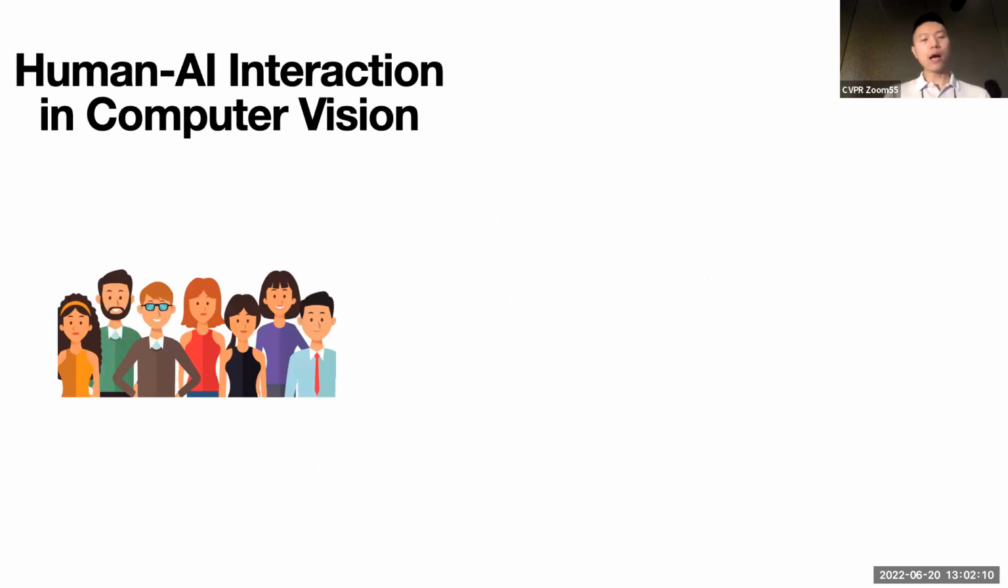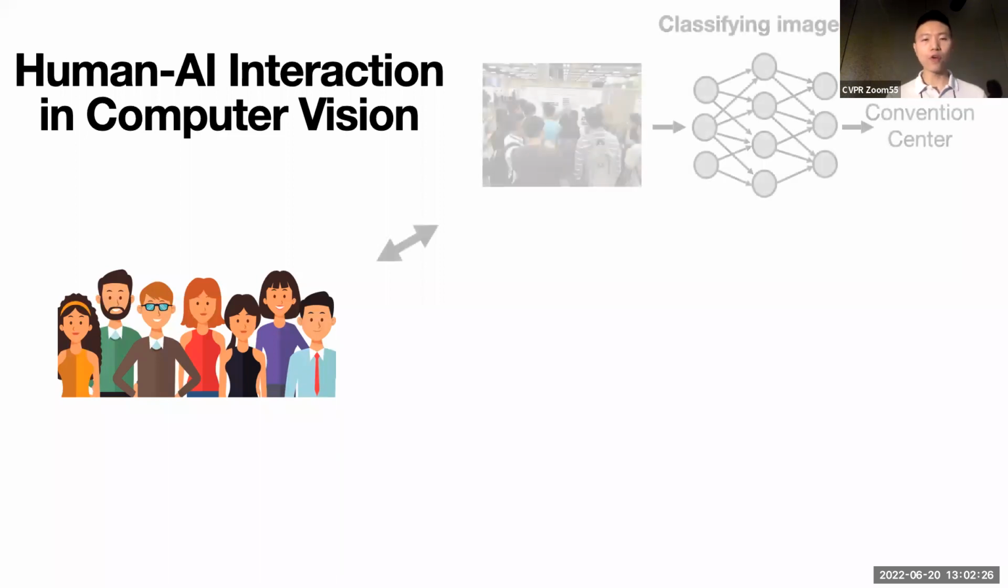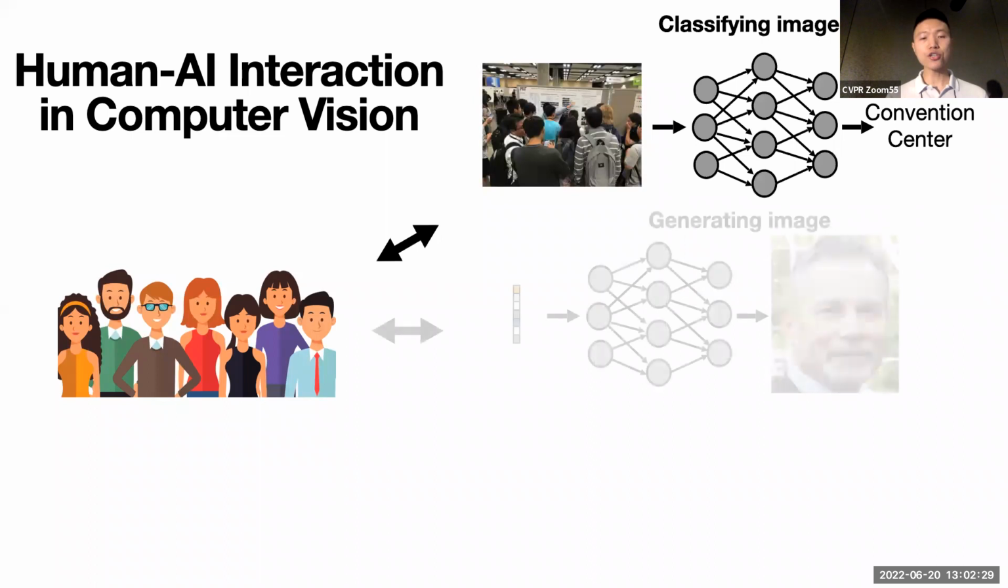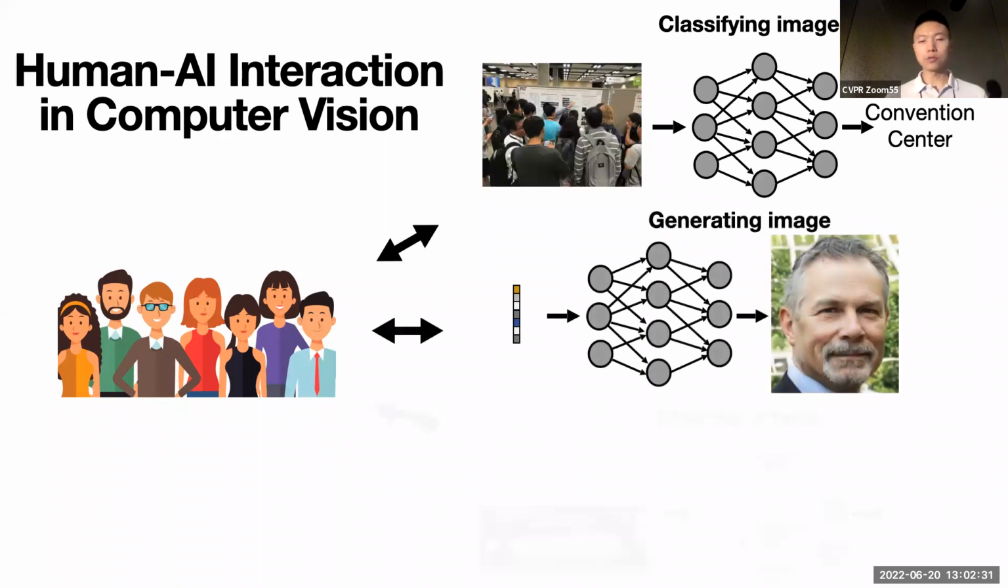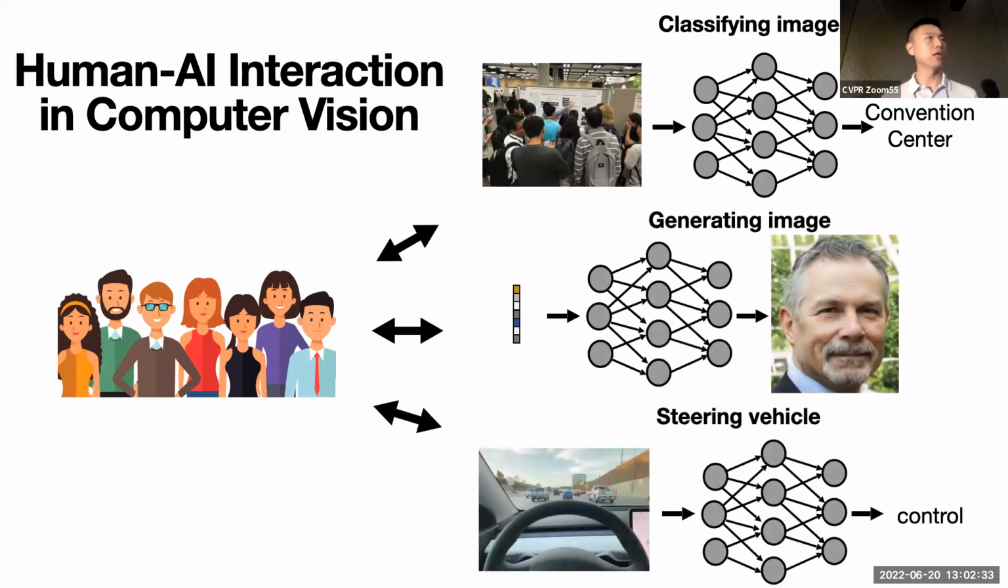In this lecture, I will give you several examples of how we can build trustworthy relations between humans and AI, in different computer vision tasks, from image classification to image generation, to recent embodied AI applications.